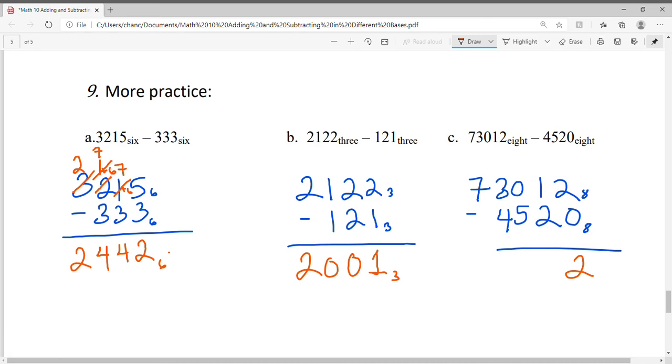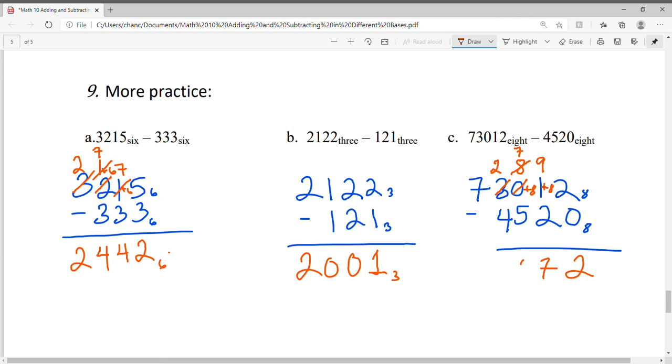I cannot take away a 2 from a 1. So I'll have to borrow. But the 0 does not have anything. So we'll have to borrow from the 3. And that reduces that to a 2. But I'm going to have to add 8 back to the 0. So that makes that an 8. Then I can borrow from the 8. We'll make that a 7. But then we're forced to add the 8 back to the 1, which makes that a 9. 9 minus 2 is 7.